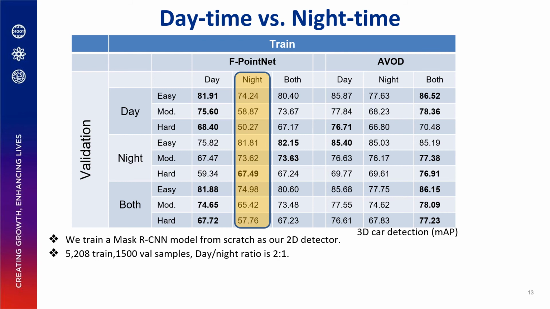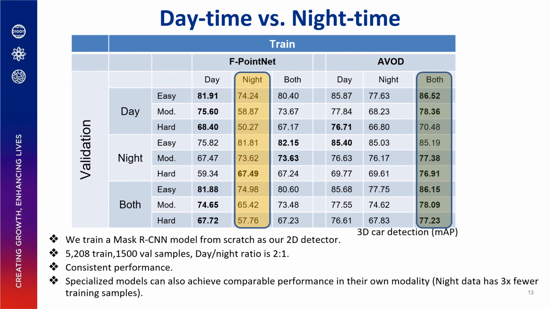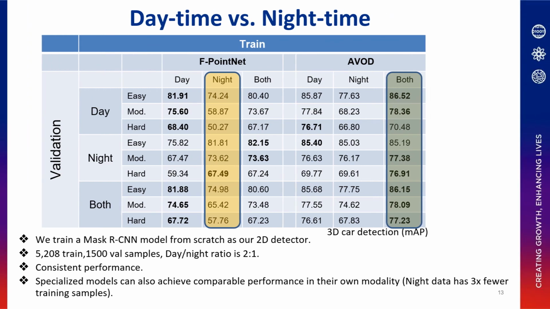However, for AVOD, when we train on both 3D data and 2D data together, we observe that models trained on both day and night work pretty well and outperform models trained only on day or night alone. This gives us the consistent performance that we're looking for. However, we also note that some specialized models can achieve comparable performance in their own modality.